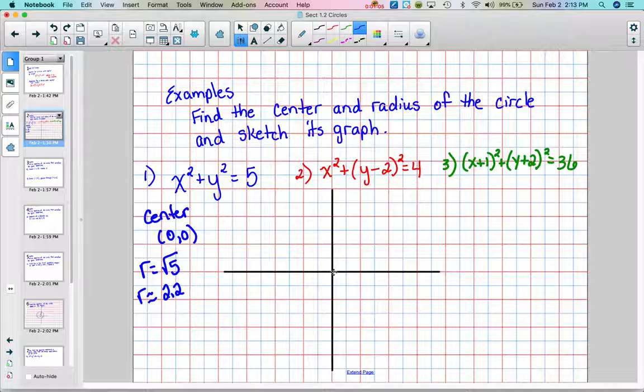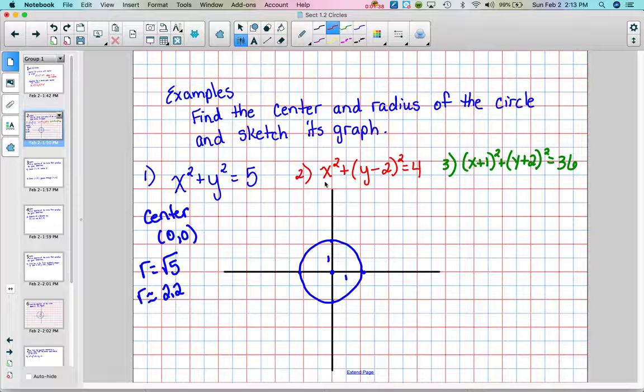So to sketch the graph of this, I'm going to mark the center even though it's not really part of the circle. Then because the radius is 2.2, and if I'm counting by ones here, then I'm going to mark off about 2.2 in these 4 directions. And then I'm just going to do my best to draw a circle. Okay, so there would be our circle.